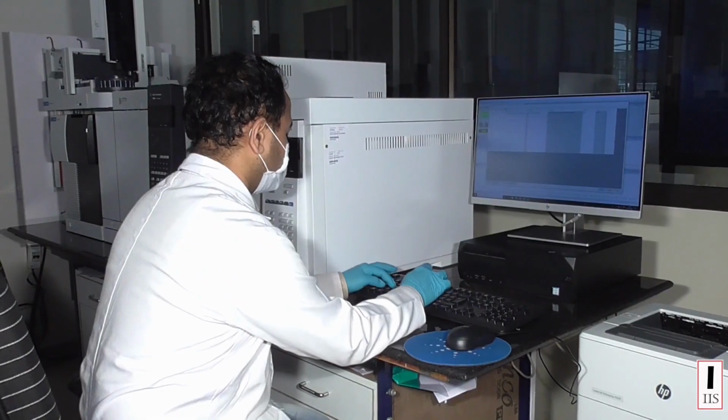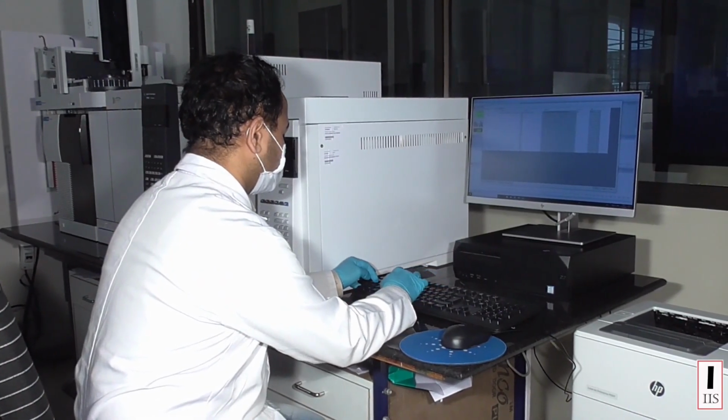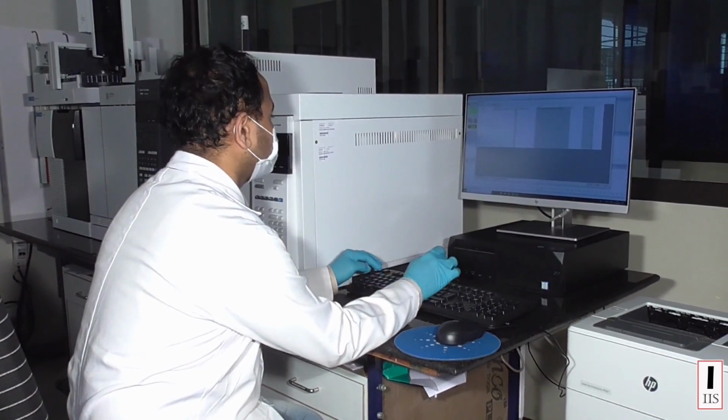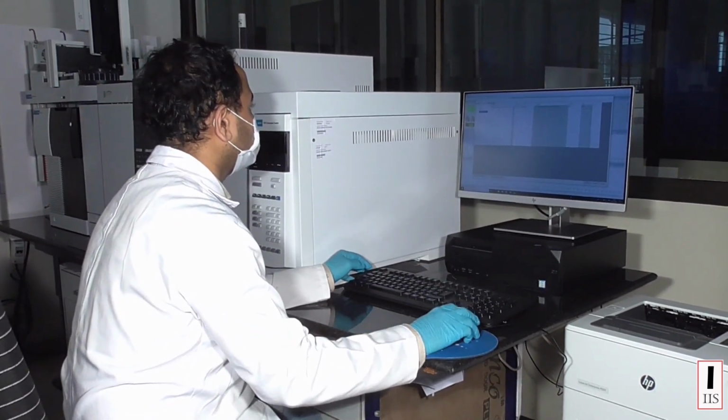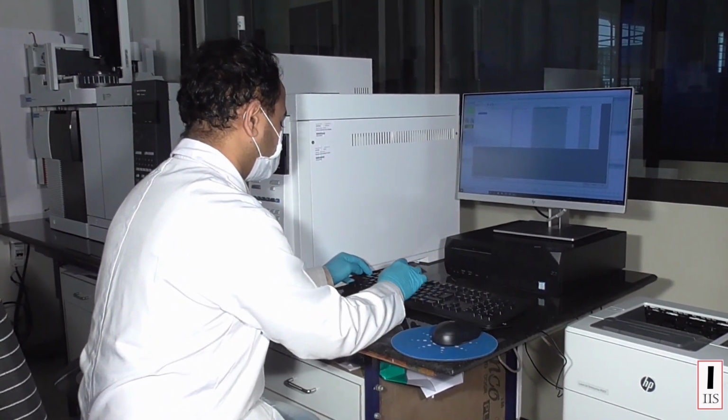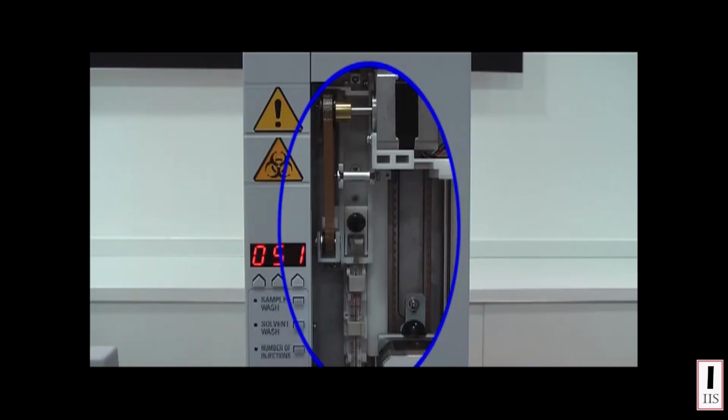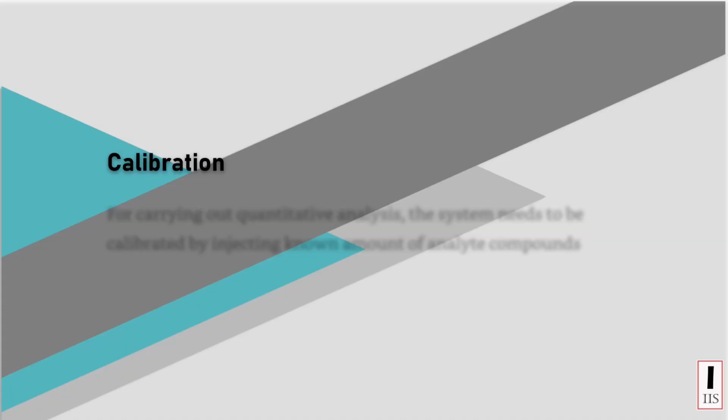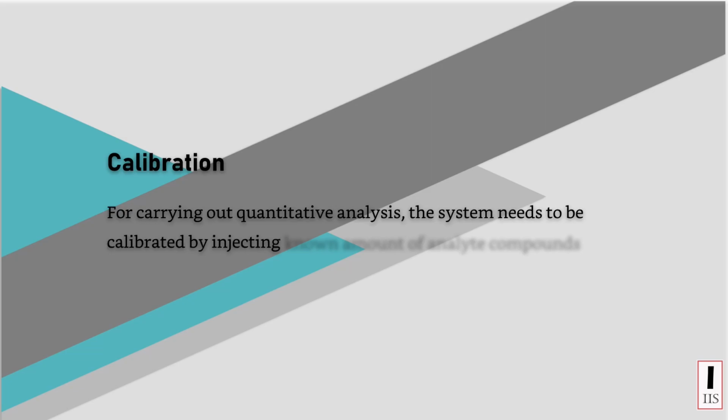Nowadays, GC systems are equipped with computer-based integrators and data processing softwares that record the signals from the detector, process them and print them in the form of chromatograms. For carrying out quantitative analysis in a GCMS, the system needs to be calibrated by injecting known amount of analyte compounds.